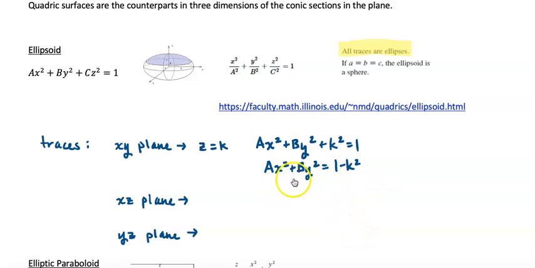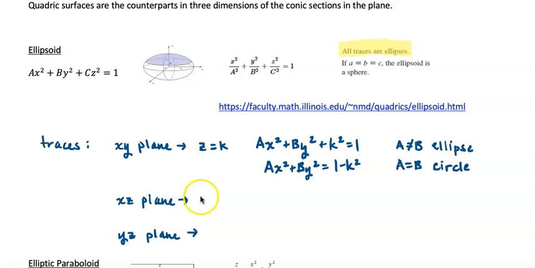And in this case, when we just have a constant on the right-hand side, we can see what shape this is. If a is not equal to b, then this trace is going to be an ellipse. And if a is equal to b, then this will be a circle.